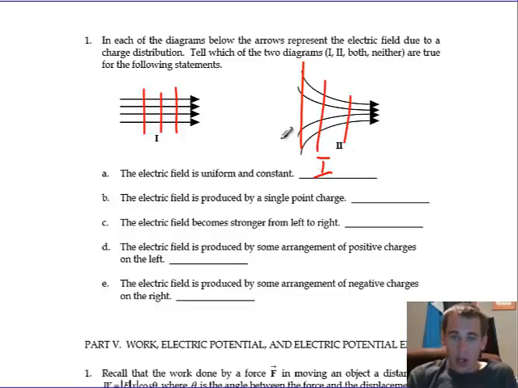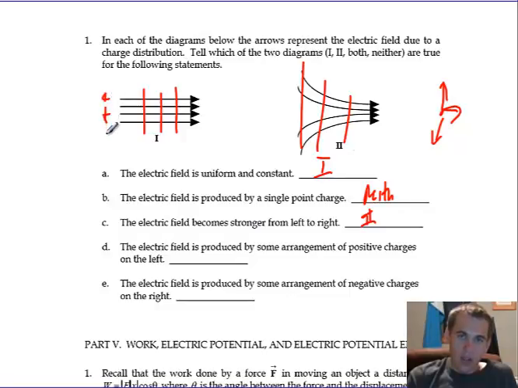The electric field is produced by a single point charge. Neither. A single point charge would have field lines extending radially, and none of these are radial. These are parallel. These are coming together. It can't be a single charge. The electric field becomes stronger left to right. Well, this one's uniform, but this one, from left to right, we're getting less area, same amount of lines. So 2, that's true.